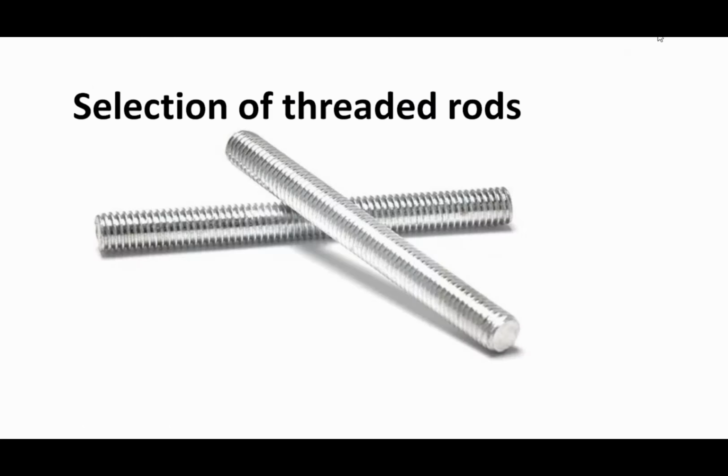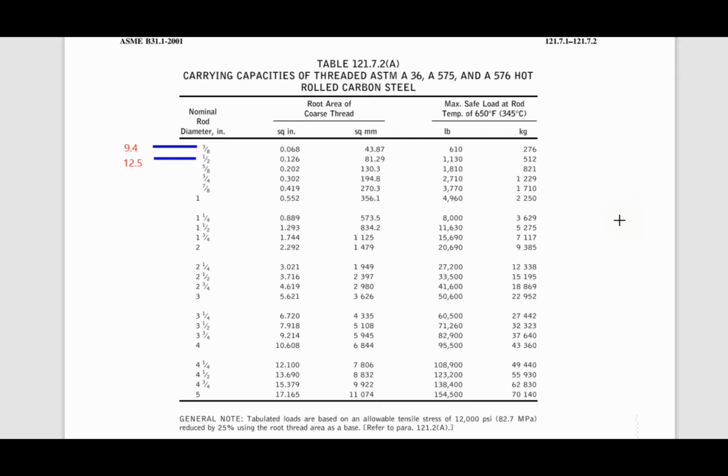Selection of threaded rods. To select the hanger or threaded rod for duct support, you can use this table from ASME B31.1. In this table, the first column is for rod nominal diameter, and if you want to select the corresponding weight in kilogram, then you can select from the last column. For a threaded rod of diameter 3/8 inch or 9.4 millimeter, the corresponding maximum load value is 276 kg, and for a rod of diameter half inch or 12.5 millimeter, the maximum recommended load is 512 kg.